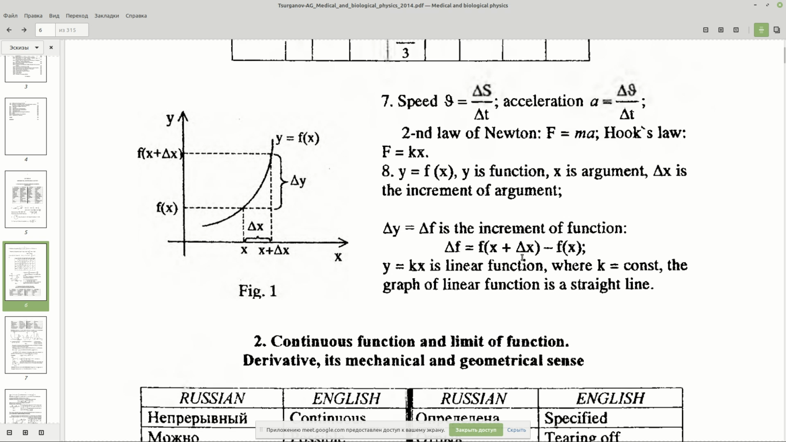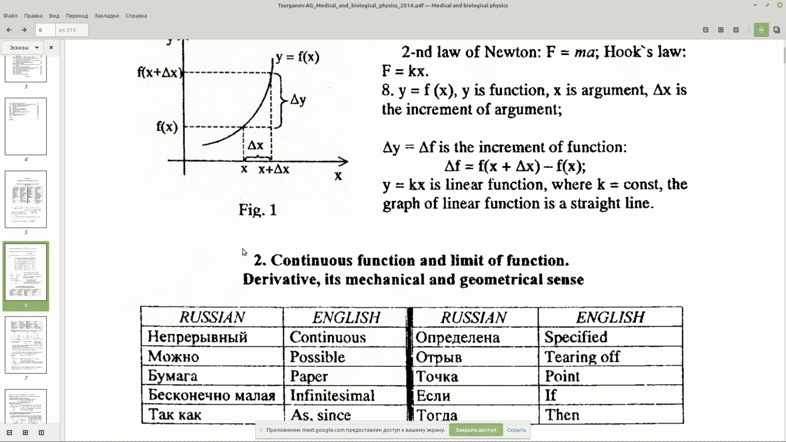minus f of x. So if you have y equals kx, it's a linear function where k is a constant, the graph of a linear function is a straight line. So you have some curvature on the graph on figure 1, and there is some formula to make the mathematical picture of what happens here on the Cartesian coordinates of some curvature.